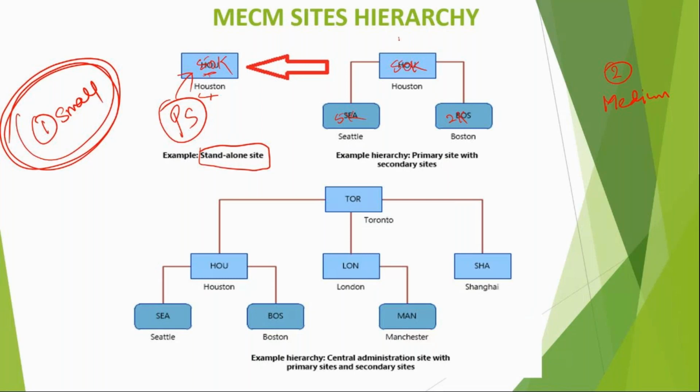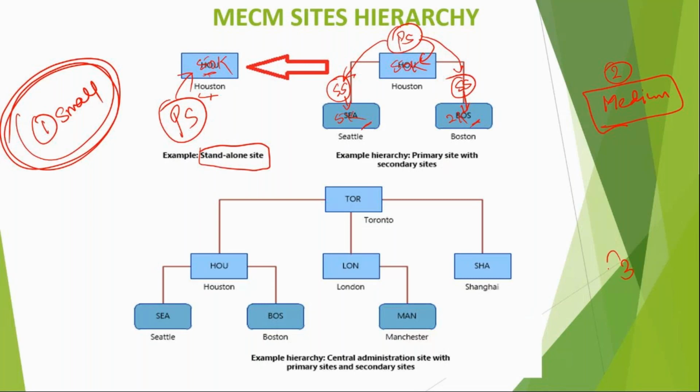So primary site is already there, which is managing all these devices. But what about the devices in Seattle and Boston? Primary cannot manage the devices from there, so we need secondary site help. We will install secondary because we have a branch office, and secondary will manage them, taking the policies and contents from primary. Similarly, a secondary site will manage these 2,000 devices in Boston. So this example is for medium size organization wherein you have primary plus secondary.